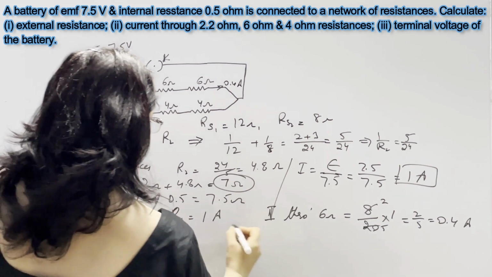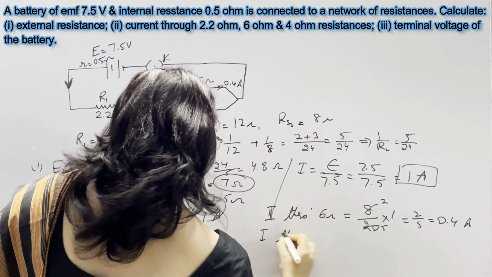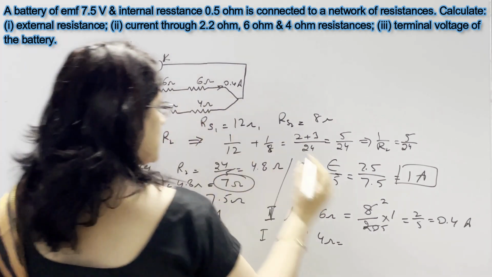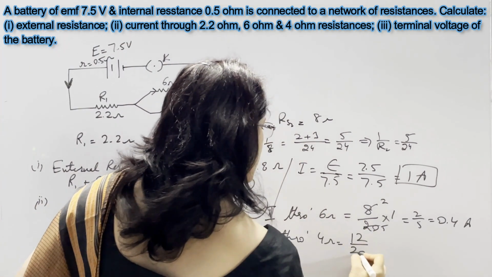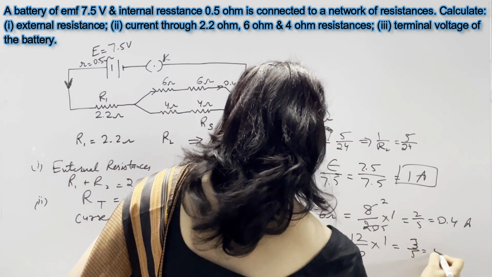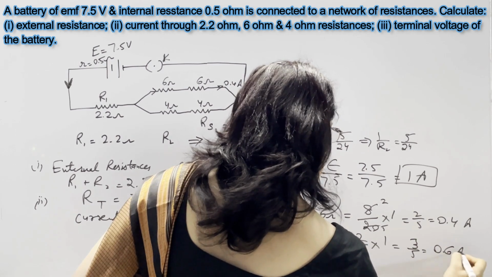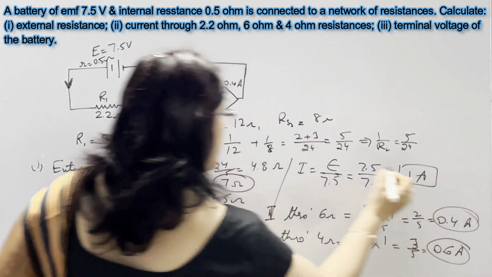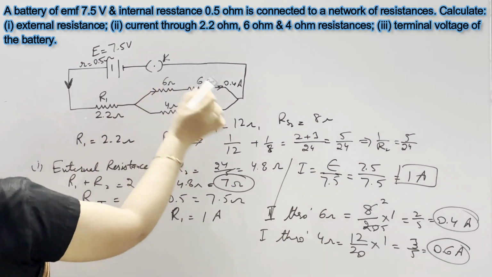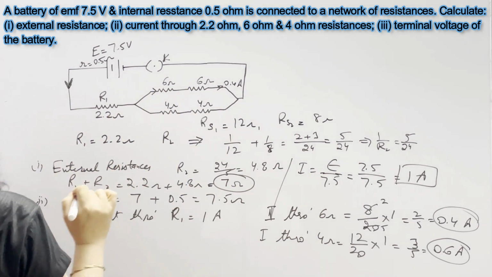0.4 ampere. Now similarly, current through 4 ohm is the other series combination. It means 6 plus 6, 12, divided by total 20, and then total current is I. It means 3 upon 5, 0.6 ampere, 0.4 ampere and 1 ampere. These are three different currents in R1 and this parallel combination, which means R2 in our case.